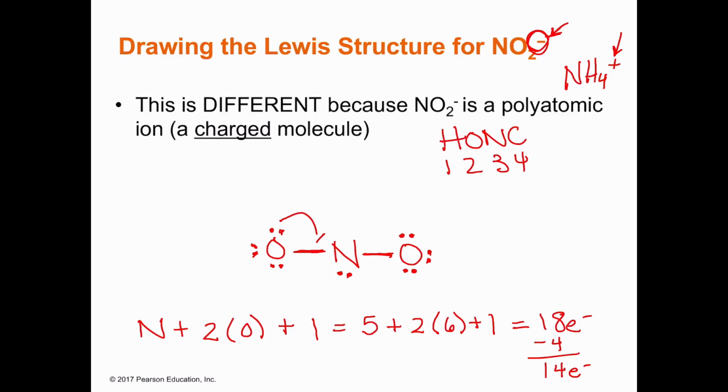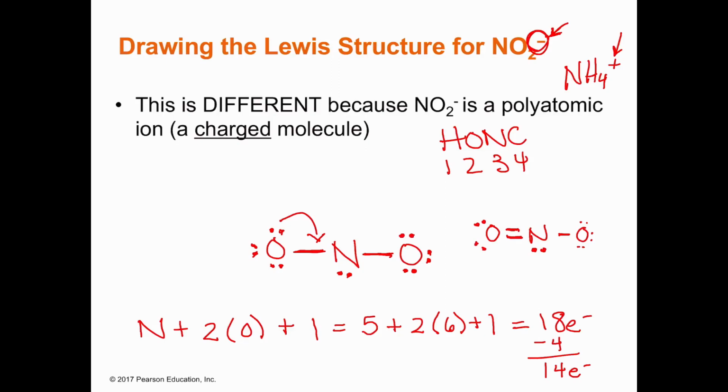Because the oxygens are identical, it doesn't matter which one we pick, and we'll have more on that later. But let's just say the oxygen on the left was the one that donated the electrons. That would mean our structure looks like this. Now our oxygen on the right still has 8. Our nitrogen now has 2, 3, 4, 5, 6, 7, 8. And our oxygen on the left has 1, 2, 3, 4, 5, 6, 7, 8. So this is a good Lewis structure.